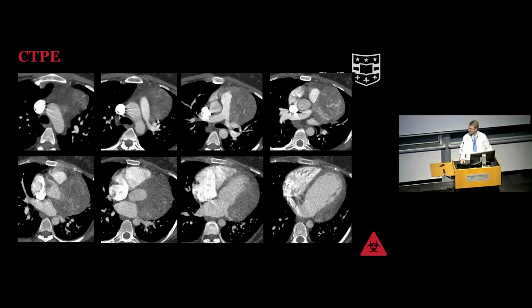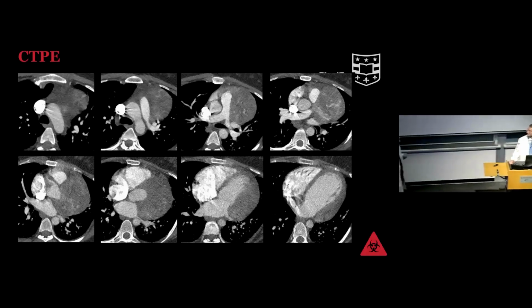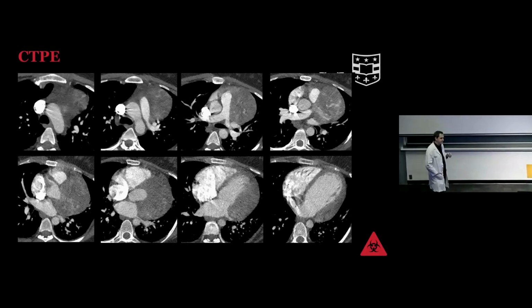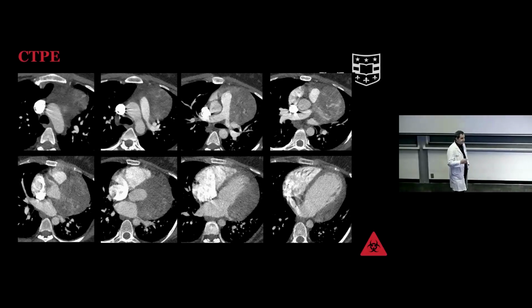Okay, so we've identified a problem. We have identified a problem. And so did you say that the mass was encasing a coronary artery or not encasing a coronary? Okay. And so this should normally be low on your differential, but certainly possible for it to happen.